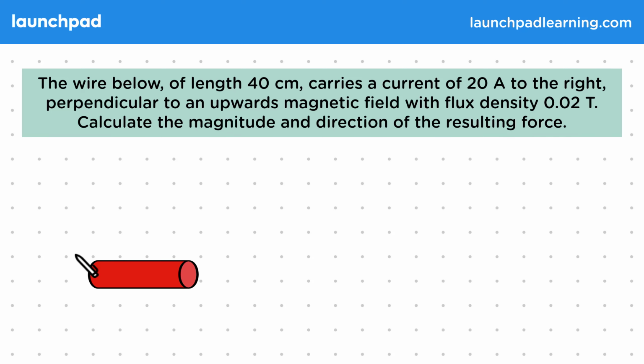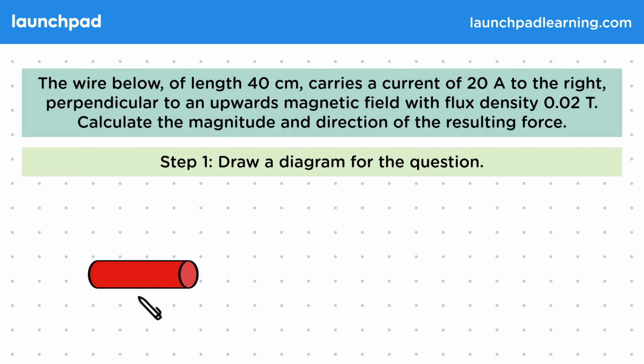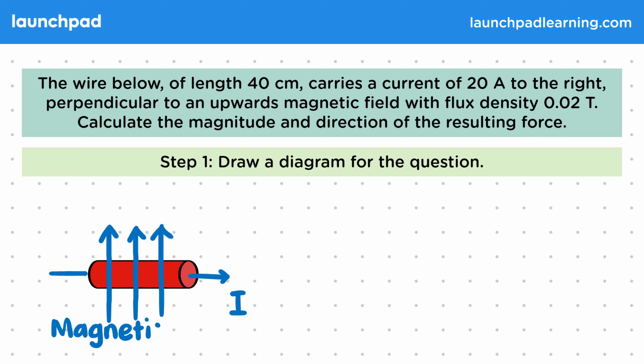So we've been shown an image of the wire, but it hasn't been labelled. So step 1 is to draw a diagram for the question. This will help us understand what values we have or haven't been given, as well as the directions of these. So we're told that the current points to the right, and the magnetic field is perpendicular to this, pointing upwards. We can also assume the full length of the wire is in this field. You don't have to do this step, but it's helpful for getting a grasp of the situation described in the question. There may also be a labelled diagram already given for you.